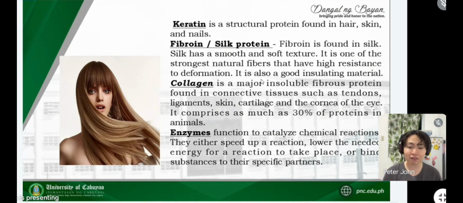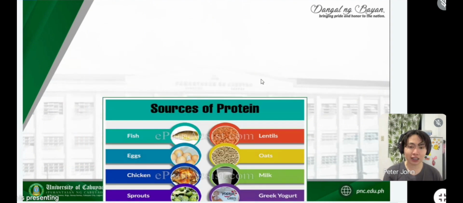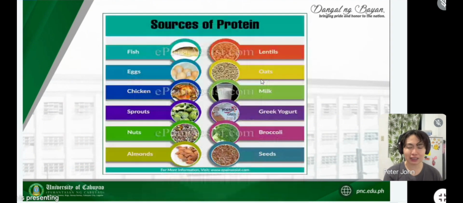Next, we have the enzyme. So, ito nga po. So, catalyst reaction either speed up the reaction, lowers needed energy to take place, or bind substance in specific partners. So enzymes everywhere in our body, we are made up of enzyme. They are the helpers for the internal process of our body. Okay po? So, ito naman yung mga major source of protein.